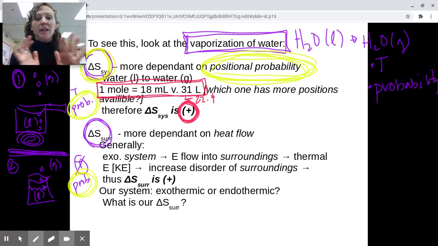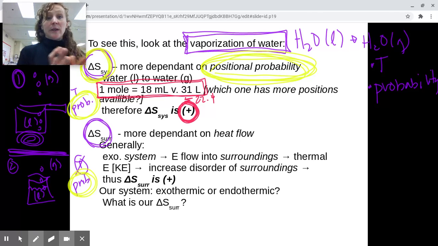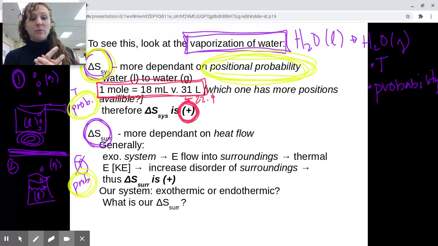Okay, let's just recap because that was a lot of discussion. So for entropy of the system, the sign is going to be dependent on positional probability. And if you're moving from a system with less positions available to a system with more positions available, entropy of the system is going to be positive. So that would be solid to liquid. That would be a positive change in entropy of the system. Then you could go liquid to gas. That would also be a positive change in entropy of the system.